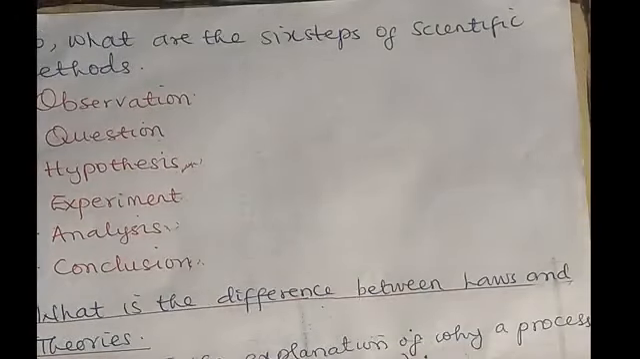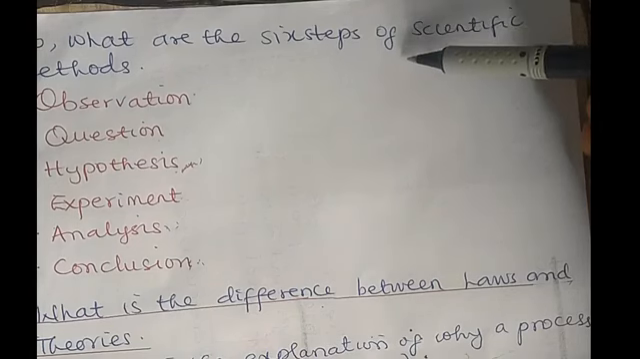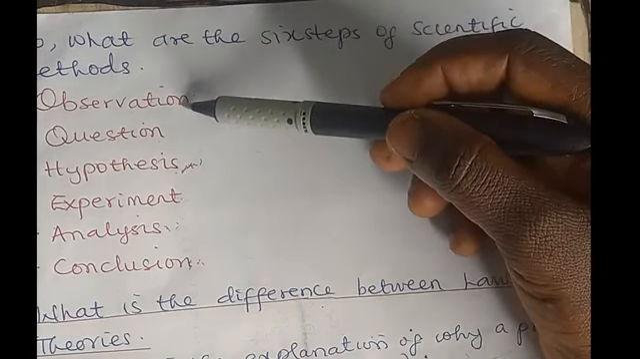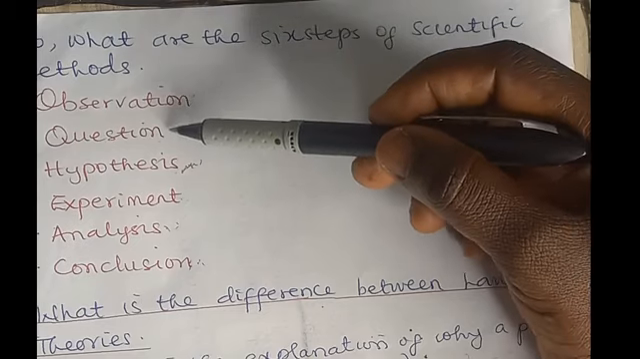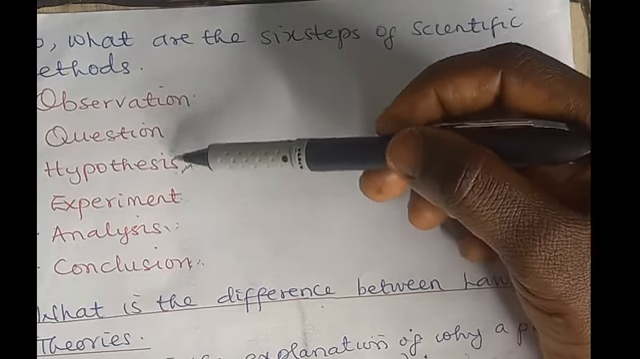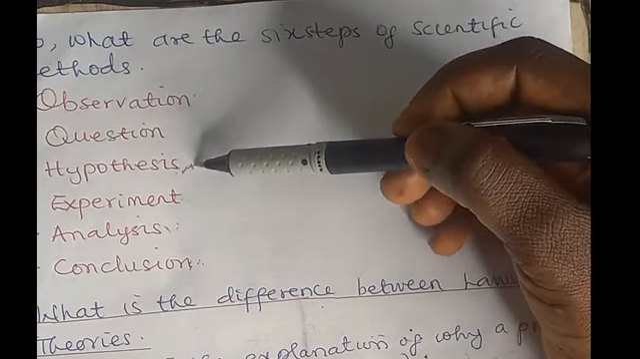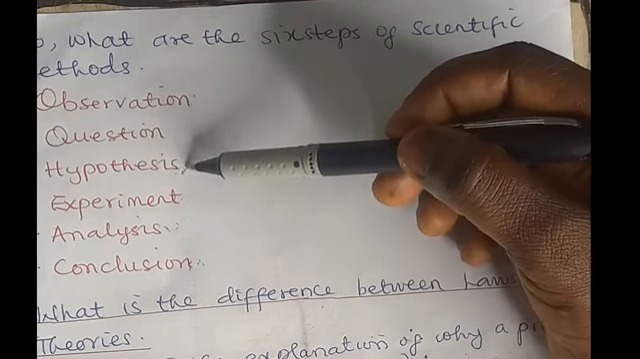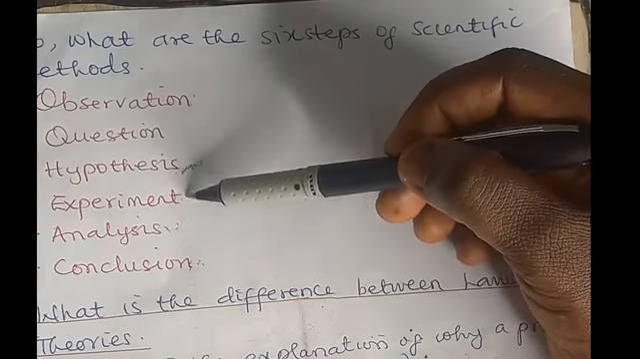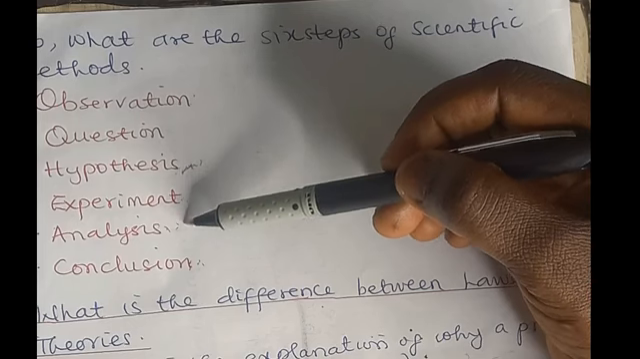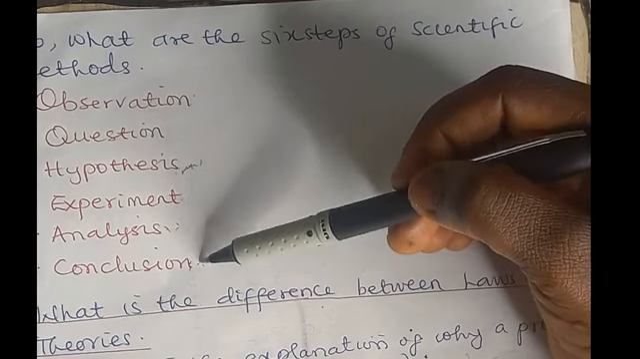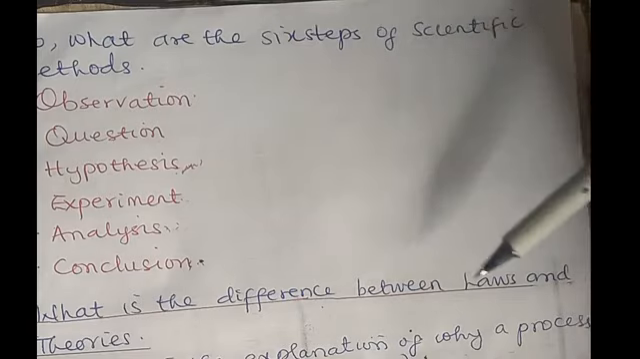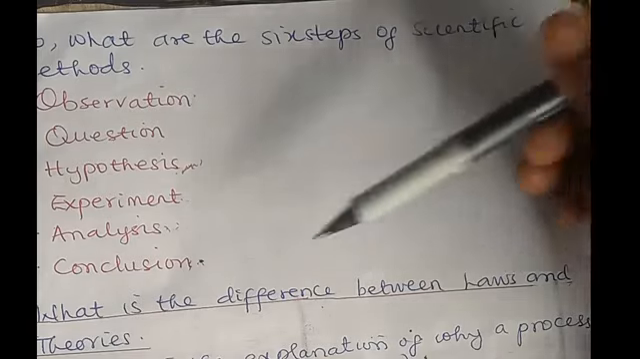So in summary, the 6 steps of the scientific method are observation. After observing and identifying a problem, then you ask questions. After asking questions, then you formulate a hypothesis, which is a reasonable guess but not an established fact. Then after the hypothesis, you subject your hypothesis to experiment, and then you analyze your result after the experiment and draw conclusion.